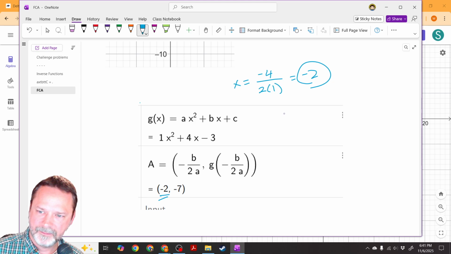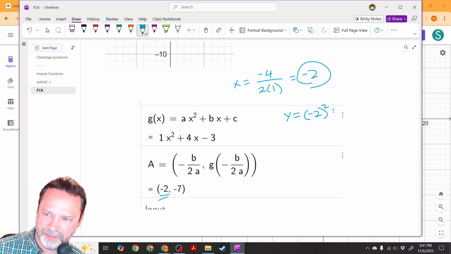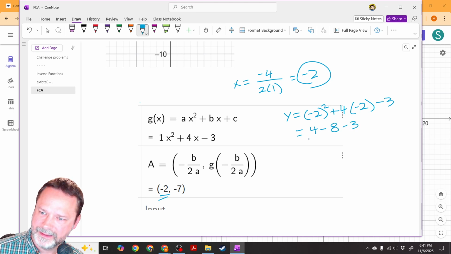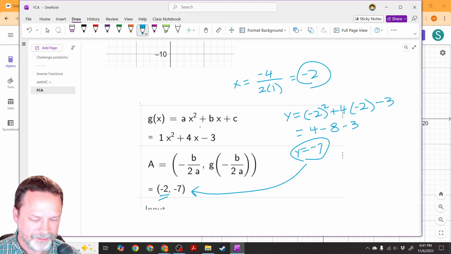Plug it in. So y is going to equal 1 times x squared, so I'm going to plug in negative 2 there. So negative 2 squared plus 4 times negative 2 minus 3. That should get me negative 7. That'll get me my vertex point. So we get 4 minus 8 minus 3. So negative 4 minus 3, yep, negative 7. So with y equals negative 7 when x equals negative 2, there's our vertex point. Always works. Okay?